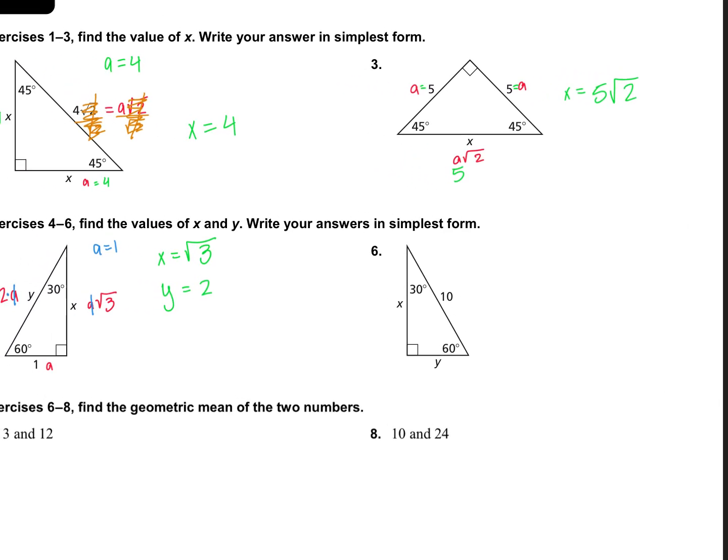Looking at the next one, number 6. Labeling opposite of 30 is A. Opposite of 60 is A radical 3. And opposite of your 90 degrees is 2A. So if 10 equals 2A, I'm going to write it over here. Solving for A means you need to divide both sides by 2. It's going to cancel out. And then A equals 5. All you have to do is plug it in. And your answer for x is 5 radical 3. And your answer for y is just 5.